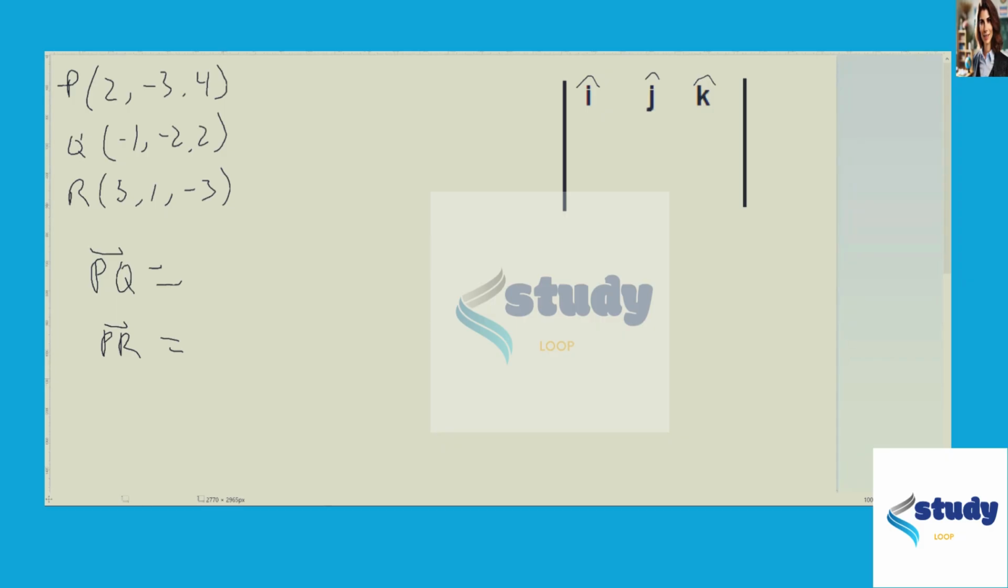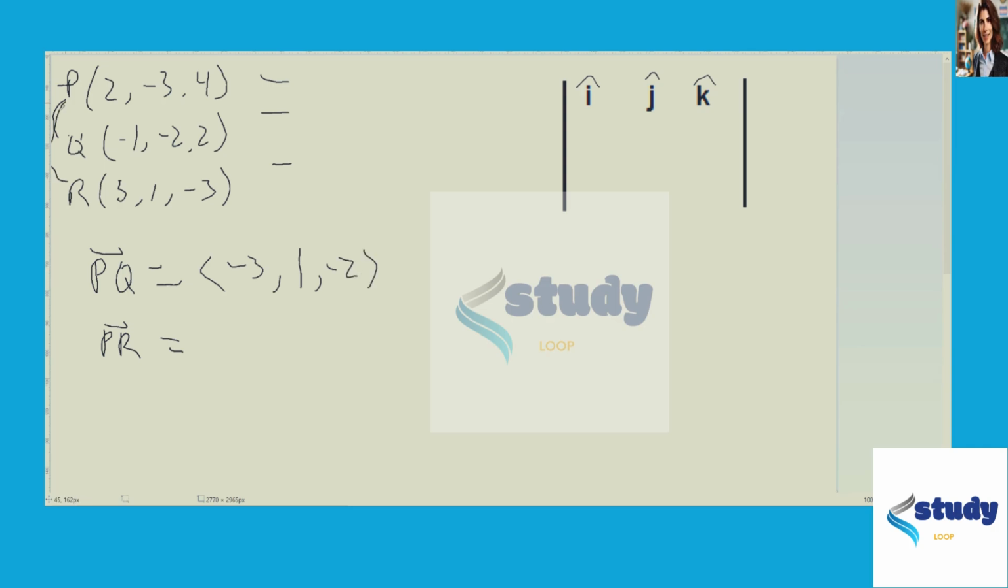Welcome back to another cross-product problem where we're trying to find a vector perpendicular to the plane defined by these 3 points here. One of the ways we can do that is by finding two vectors in the plane and then taking their cross product, which necessarily produces a new vector perpendicular to the two that we used in the cross product. To do that, let's look at PQ, or Q minus P: -1 minus 2, -2 minus -3, and 2 minus 4.